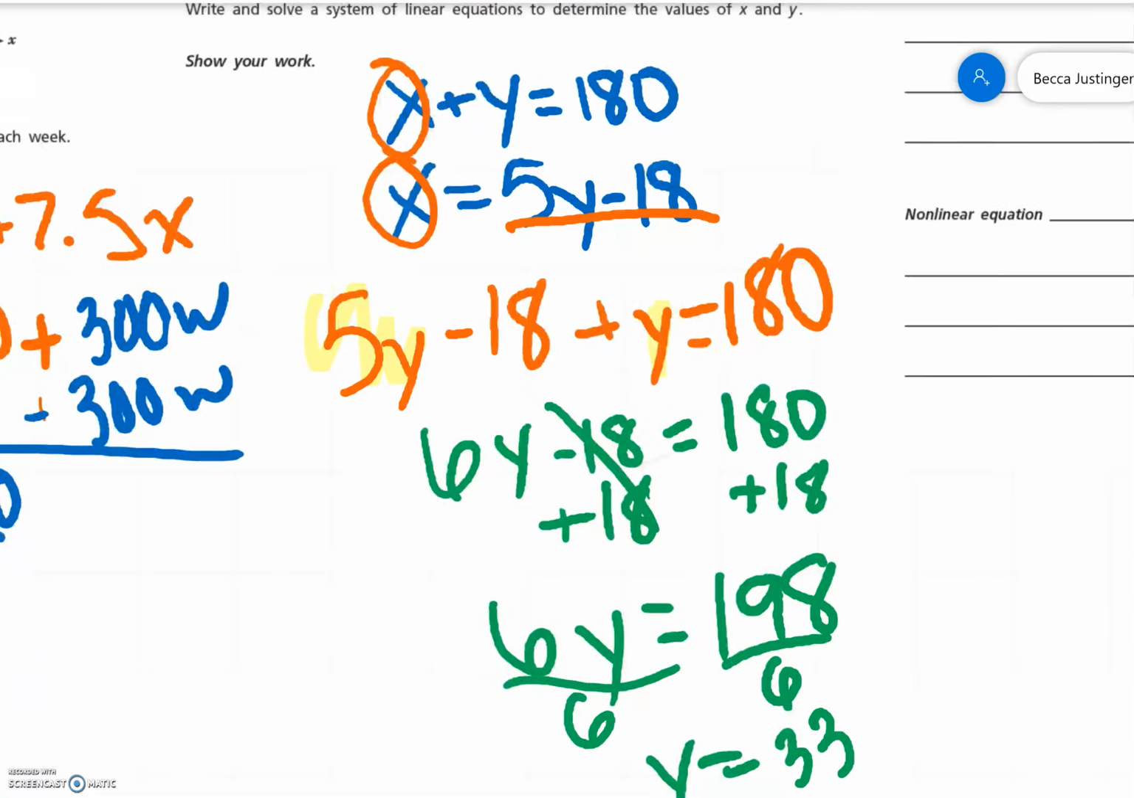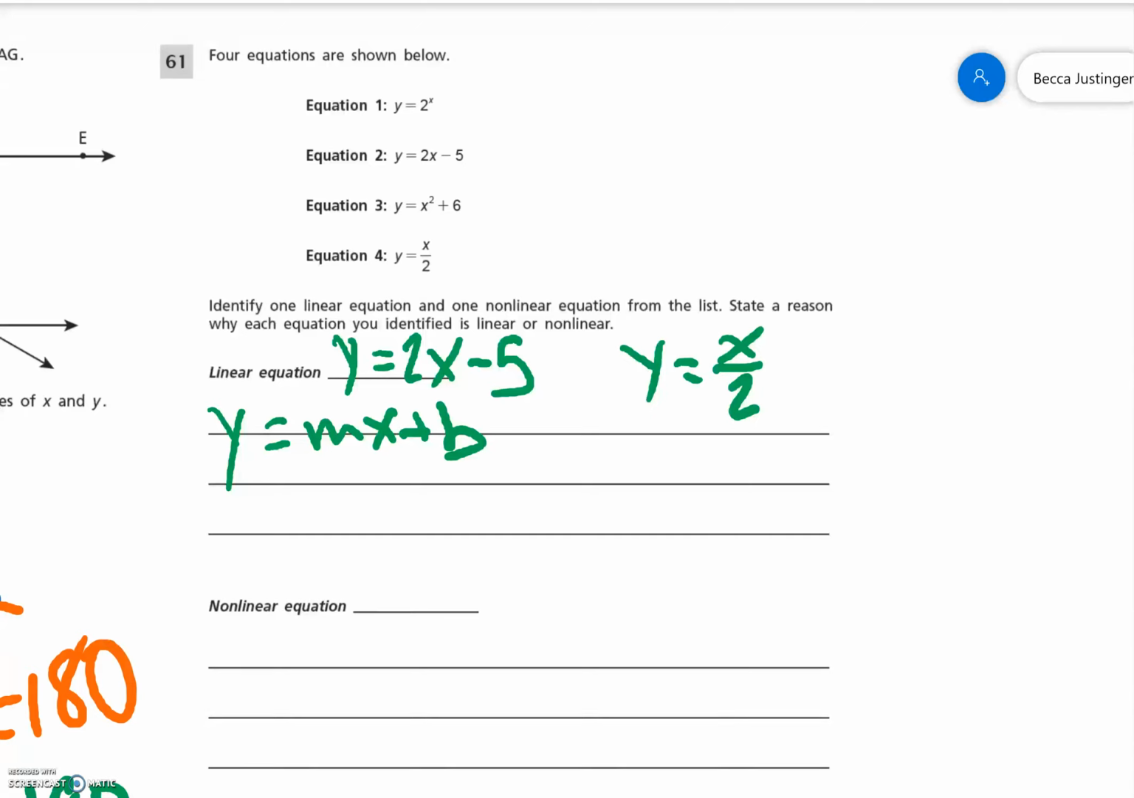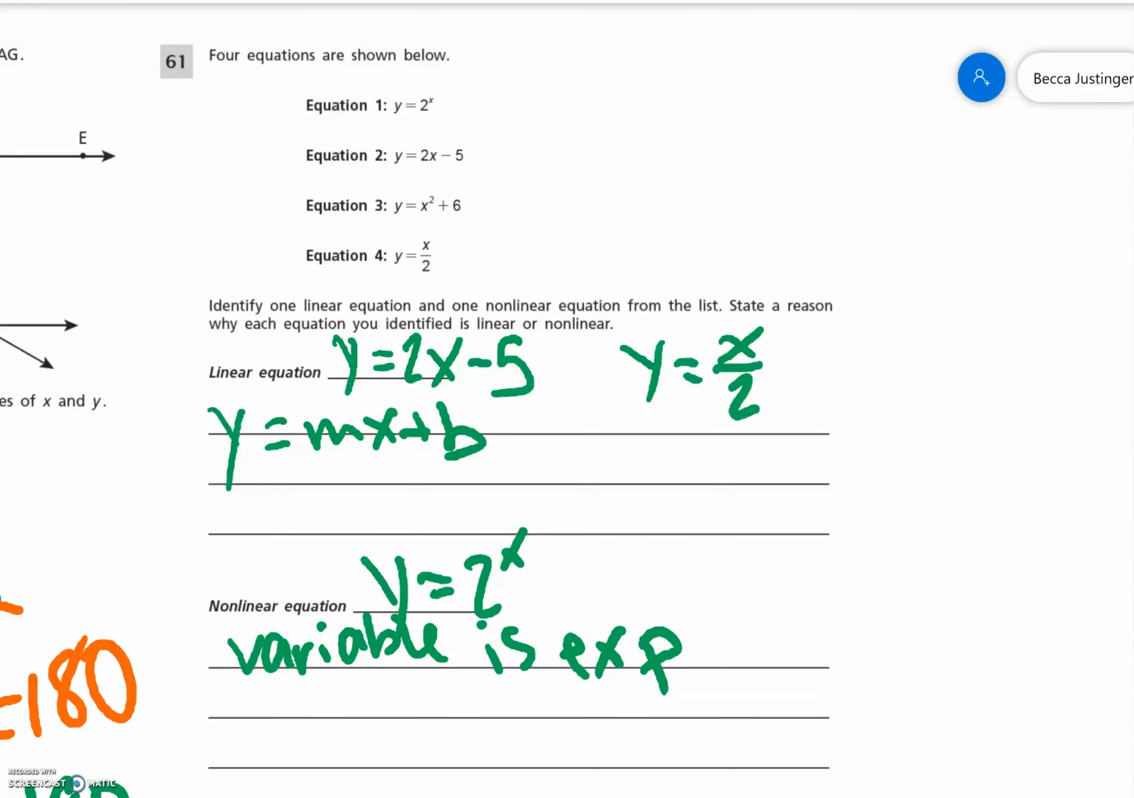Okay, next one. As we're running out of time, 4 equations are shown below. Identify one linear and one nonlinear equation from the list. State a reason. Well, linear equations are y equals 2x minus 5, because it's in the form y equals mx plus b. Also, y equals x divided by 2. That is as well. The nonlinear ones are y equals 2^x. That's because the variable is the exponent. And also, y equals x squared plus 6, because the variable has an exponent.